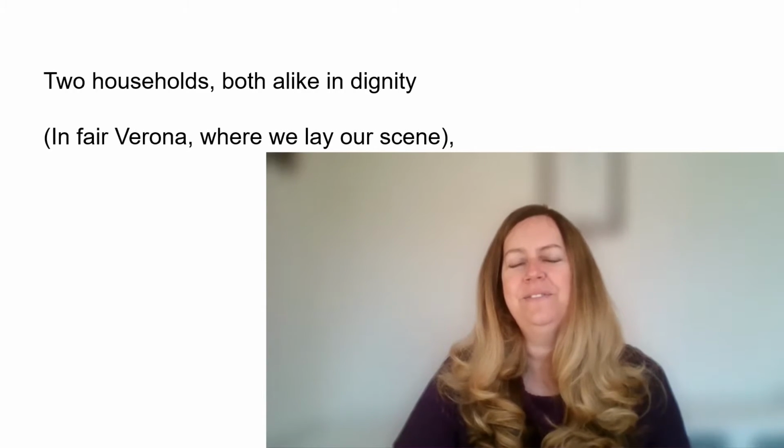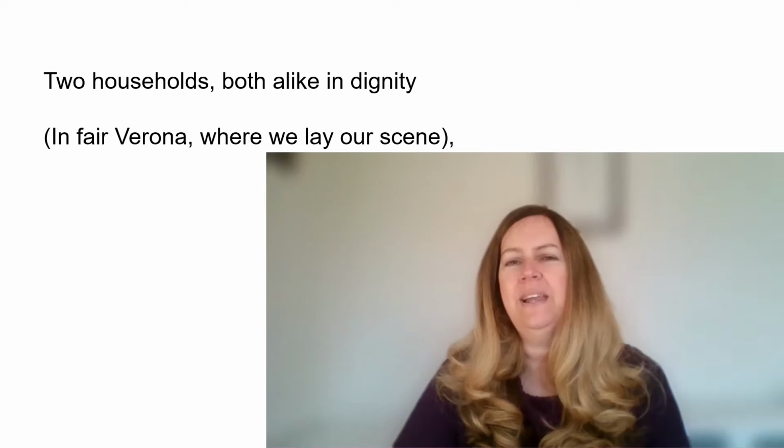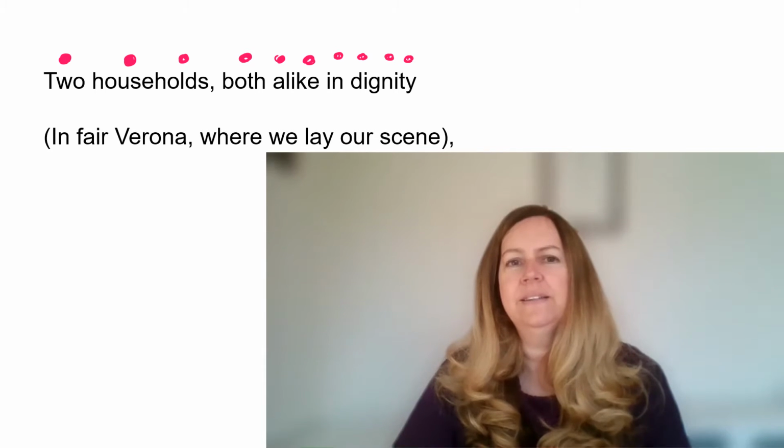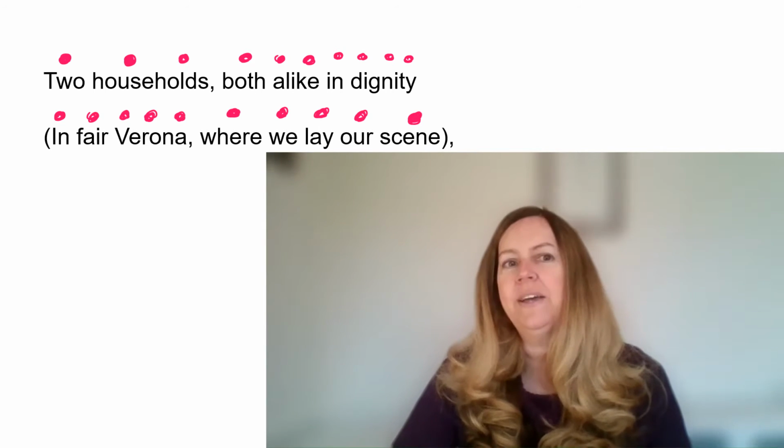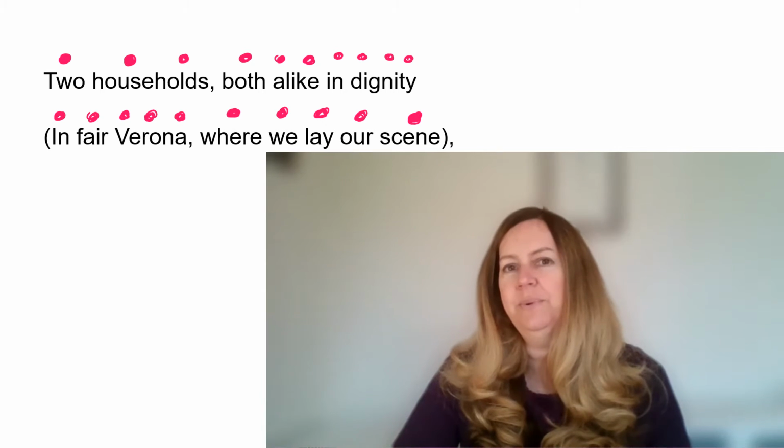Let's take a look at the first 2 lines of this sonnet. 2 households, both alike in dignity, in fair Verona, where we lay our scene. Let's have a look and count the syllables. 2 households, both alike in dignity, in fair Verona, where we lay our scene. As we can see, both lines have 10 syllables. So now let's examine the stress patterns.